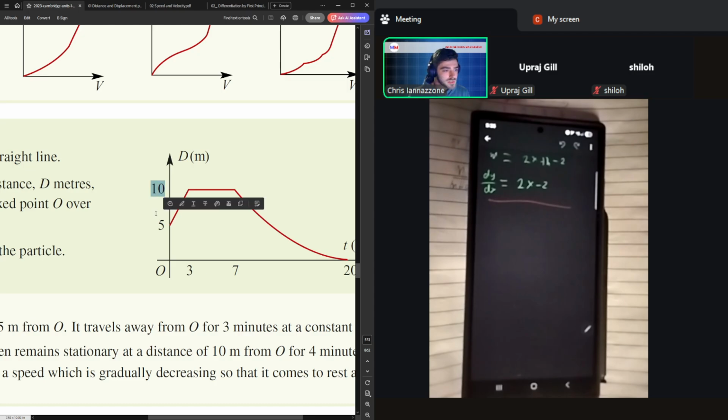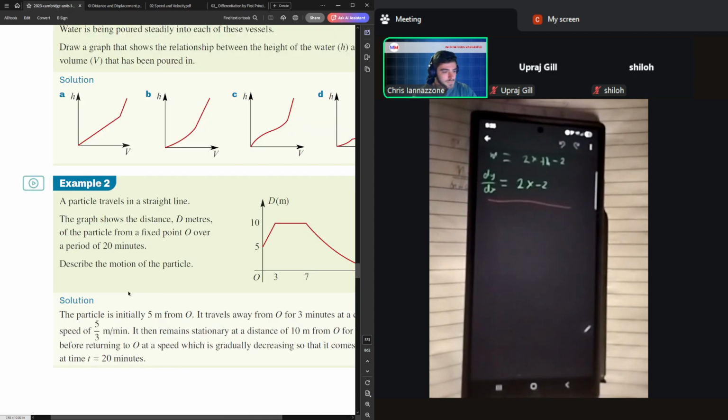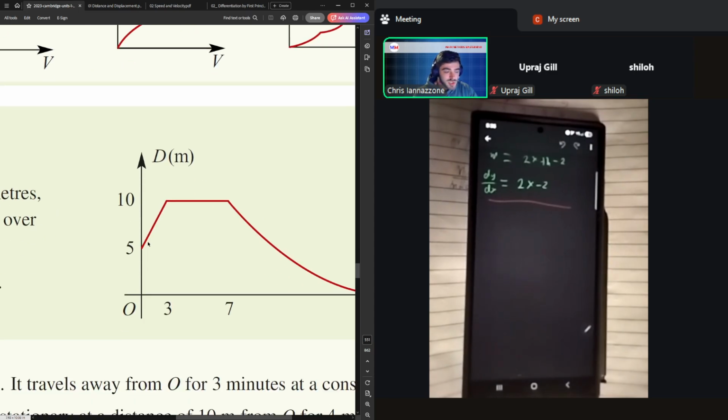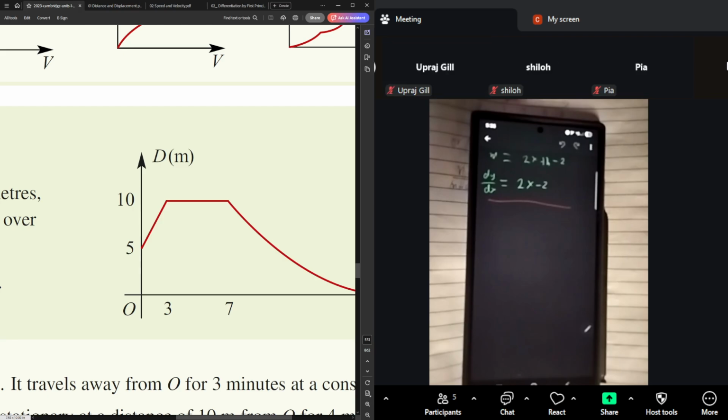You have a rise of 5, because it goes from 5 to 10, and then you have a run of 3. So your speed is 5 over 3, a speed of 5 over 3 meters per minute. That's the first section. So we talked about the speed, we talked about the duration it took, and we talked about how far it actually got. Fair enough on the key points you have to hit there.